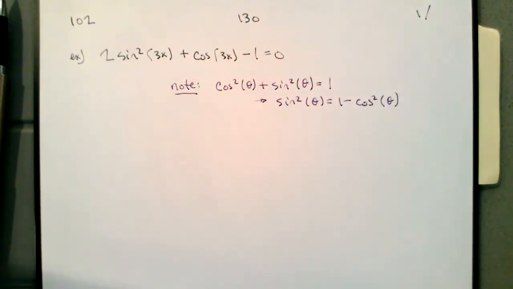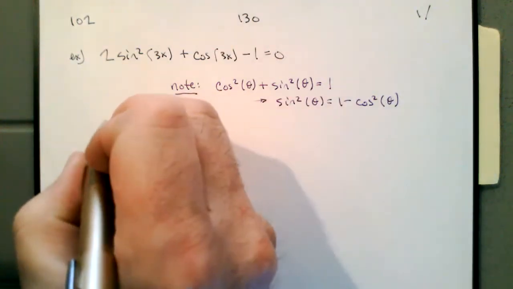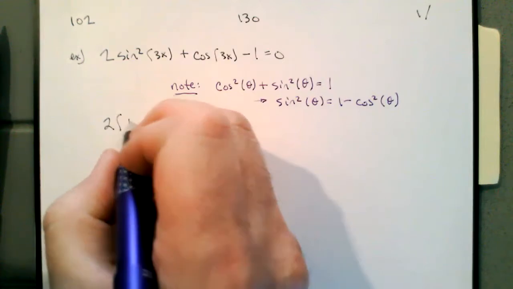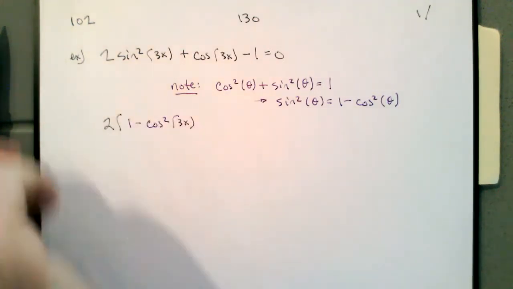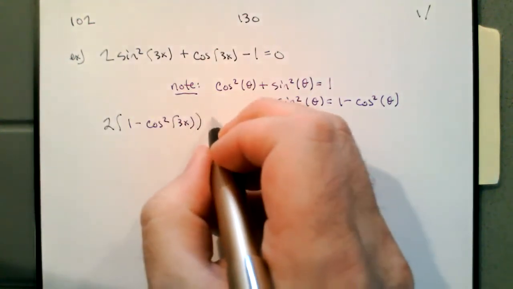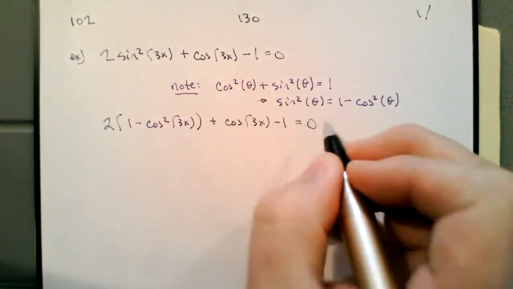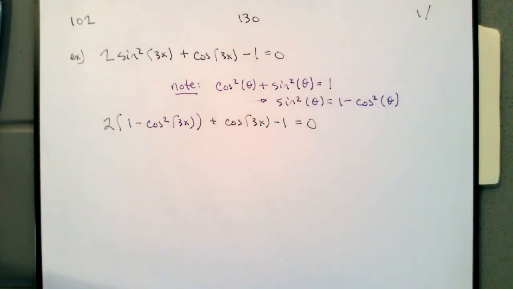And then we will be able to make the substitution w equals cosine of 3x, which is what we were doing last week. So I'm going to replace my sine squared of 3x with 1 minus cosine squared of 3x. And now we will be able to make the substitution w equals cosine of 3x.